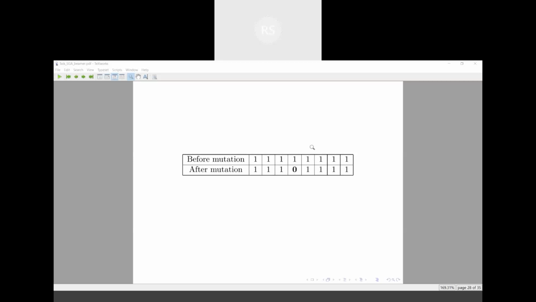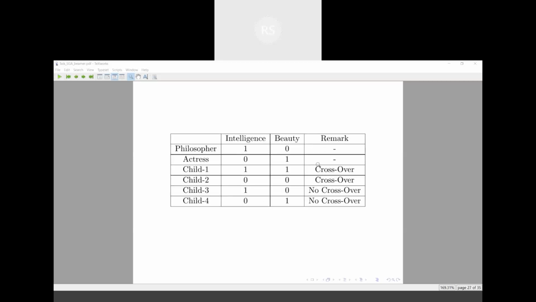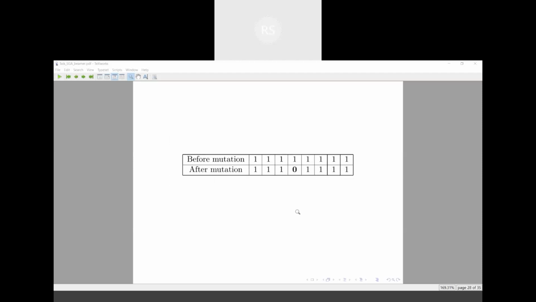Yes, sir. Yeah. So, as I said, crossover, if there is no crossover, there will be 2 children. If there is a crossover, there will be 2 children. So this is an extreme example where 4 possibilities are there, right? Okay. So, should I move over?